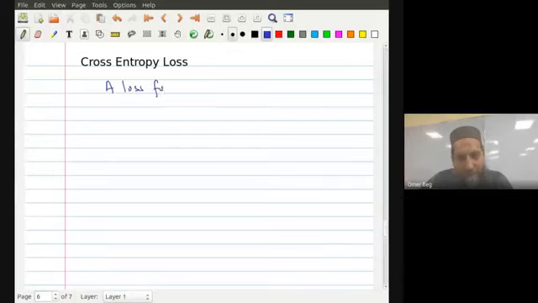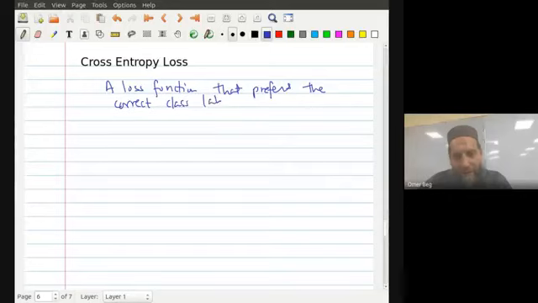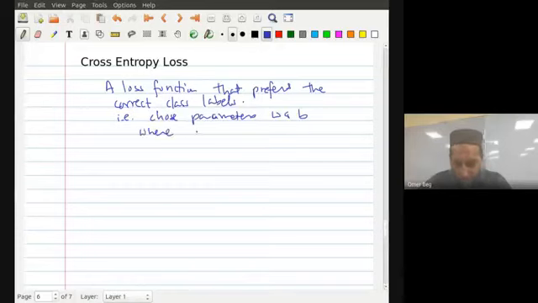Loss function, and I'm going to tell you why we need it. That prefers the correct class labels, i.e., for choosing our parameters. So recall that we want to choose our parameters W and B. So we want to choose parameters W and B where the loss is minimum.